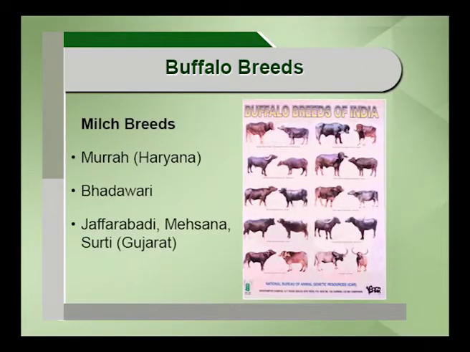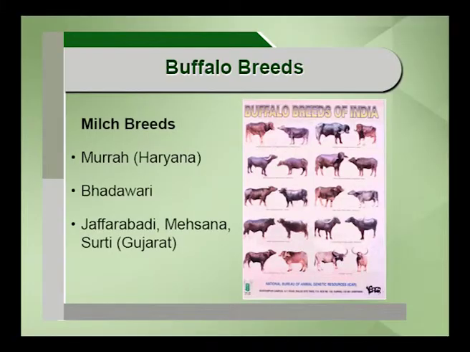Quickly, if you see the milch buffalo breeds, Murrah is very famous in Haryana. The milk production is very high in Murrah. Badawari is known for its high fat percentage. You'll get almost 8 to 13% fat from the Badawari, in the Etawah and Mainpuri region of UP and Madhya Pradesh. That's an important buffalo breed.